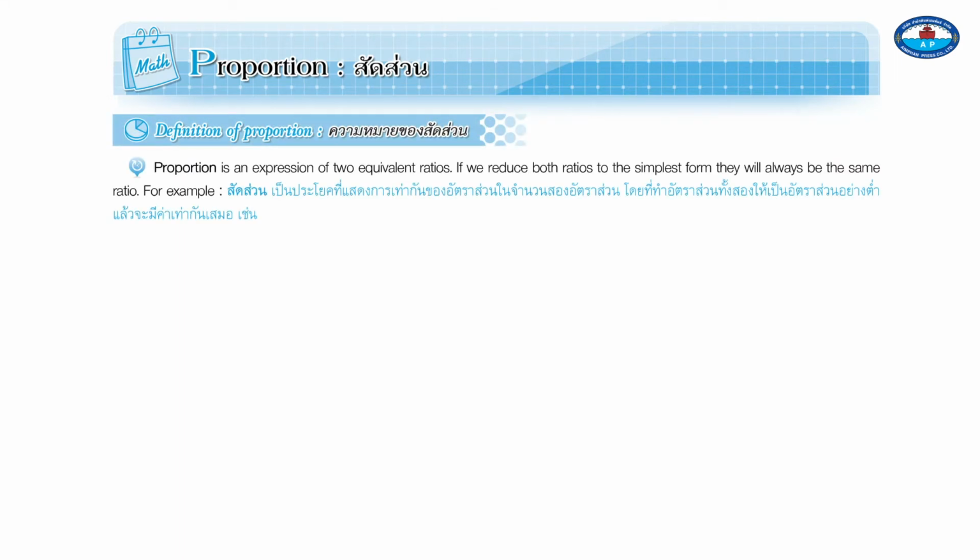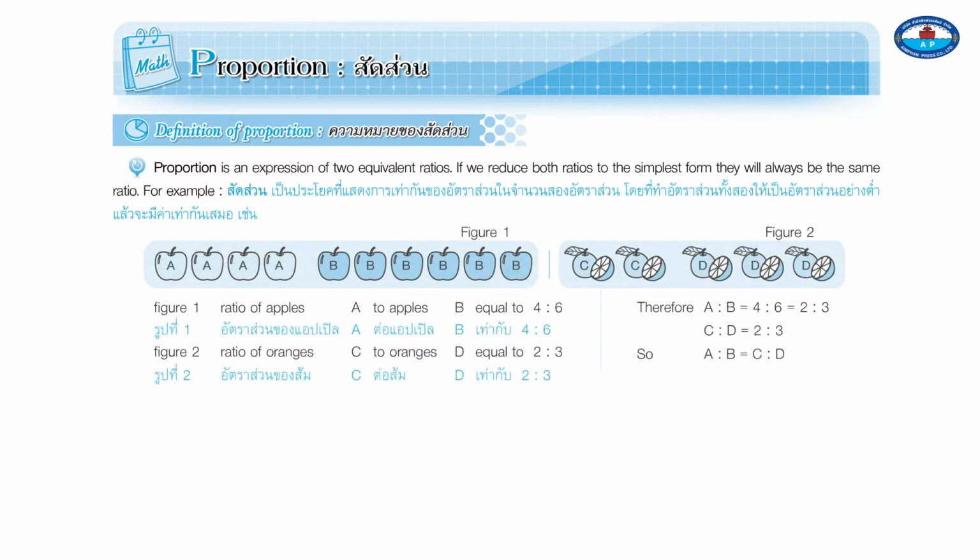Proportion. Definition of proportion. Proportion is an expression of two equivalent ratios. If we reduce both ratios to the simplest form, they will always be the same ratio. For example, Figure 1, Figure 2.